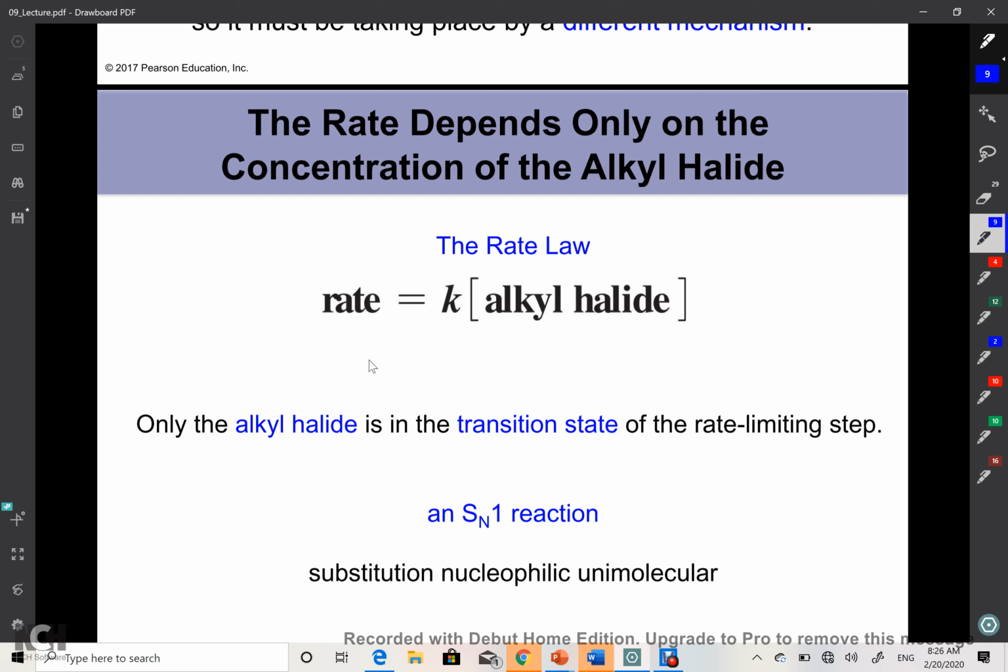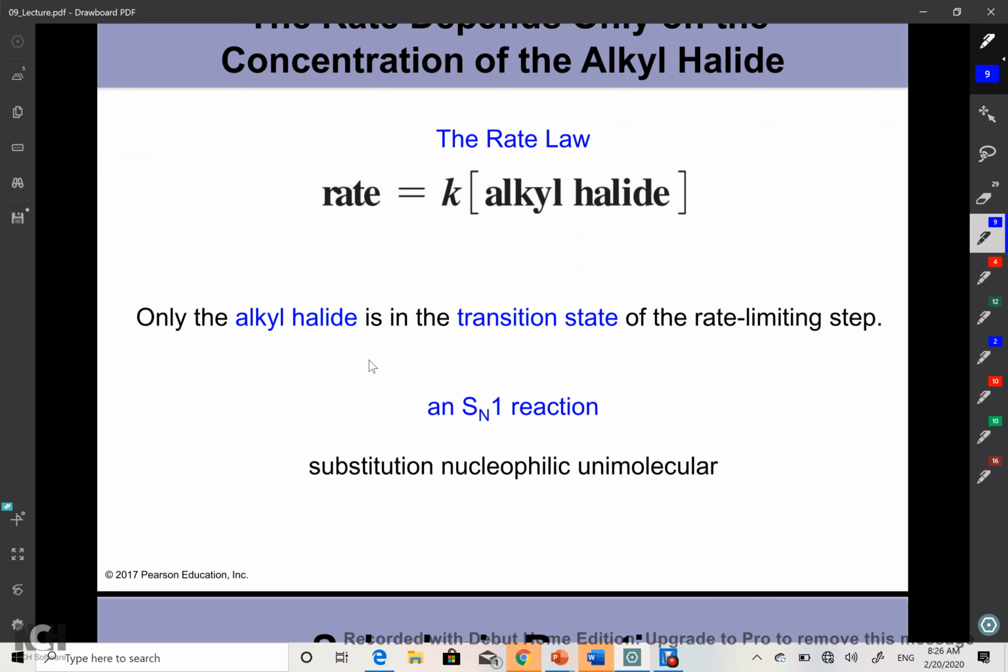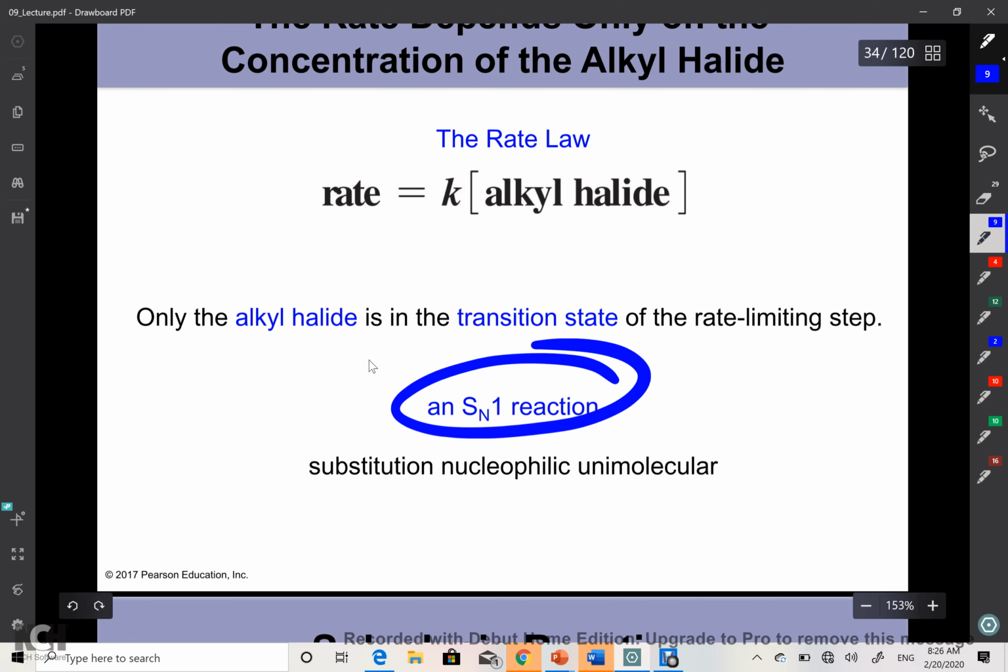Yes? So if you double the alkyl halide, will it just double the rate? It will just double the rate. If I double the alkyl halide here, the rate will only double. Does that make sense? Double the alkyl halide, the rate doubles. So because the reaction depends only on the alkyl halide, it is a unimolecular reaction. It means that the rate determining step of this reaction is a function of the alkyl halide. It depends on one step. That's why we refer to those reactions as SN1, substitution unimolecular.